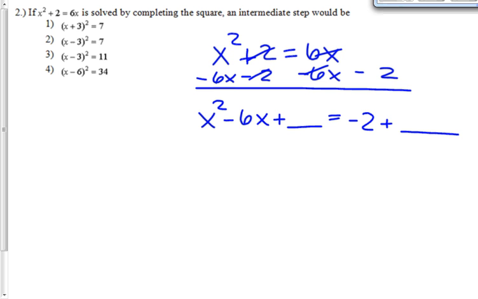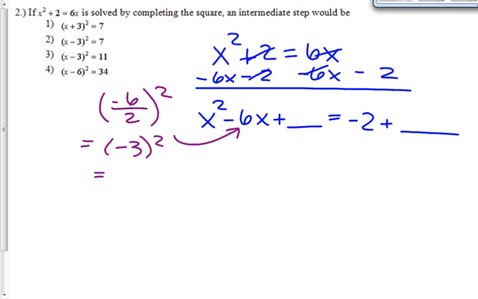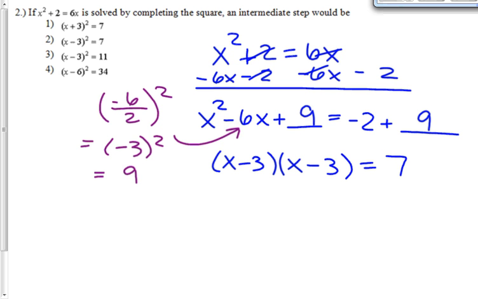Again, that value comes from taking a look at your b value. You're going to divide it by 2 and square it. So I get negative 3 squared, which is equal to a positive 9. So that positive 9 is going to go on either side of my equation. Now my perfect square trinomial needs to be factored, and I'm asking myself what multiplies to positive 9 and adds to negative 6, and that would be negative 3 and negative 3, and it's equal to a positive 7. We'll just rewrite this in simpler form. x minus 3 squared equal to 7, and this comes out to be choice 2.